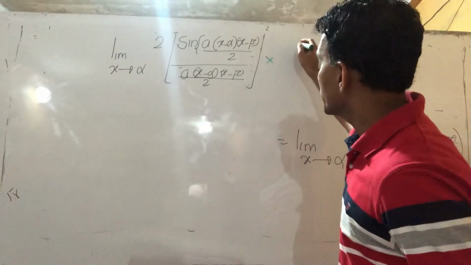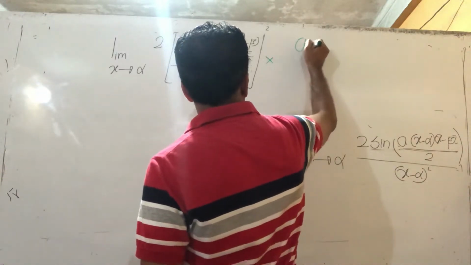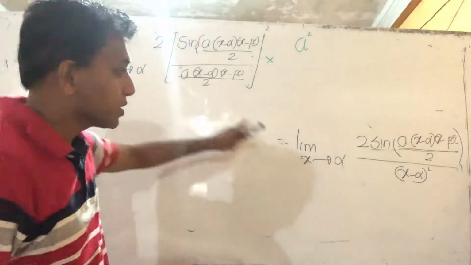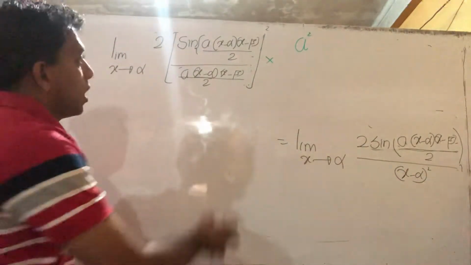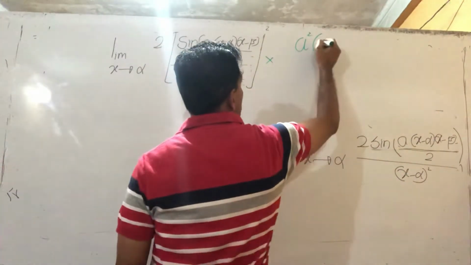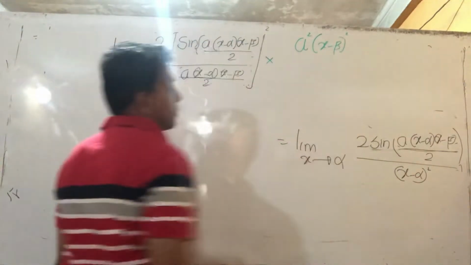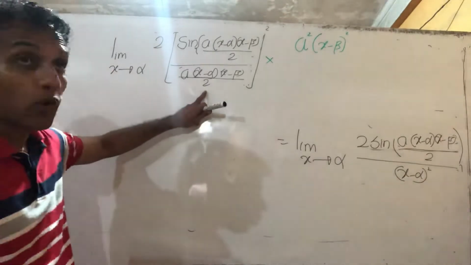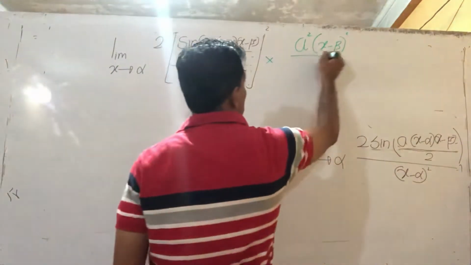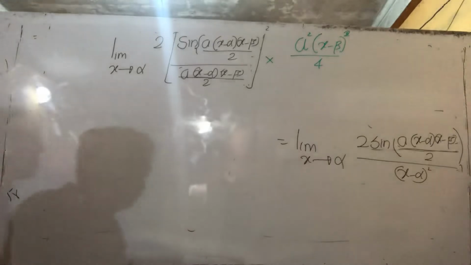How should I write it here? 1 over a square, so a square cancels, okay? x minus alpha square, okay, the original problem, right? x minus beta square is not available, therefore that also is multiplied by x minus beta square, I show the additional parts in green color, okay? And this 2 becomes 4, there is no 4 there, therefore divide by this 4. Check will you? Now see, this is the final expression.